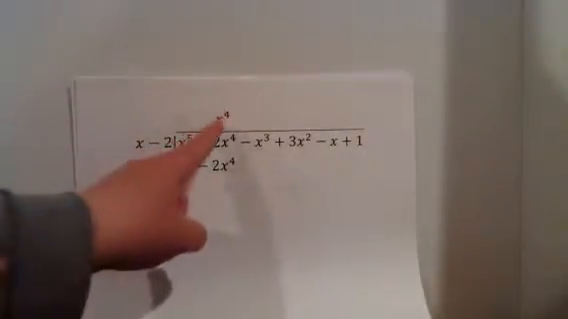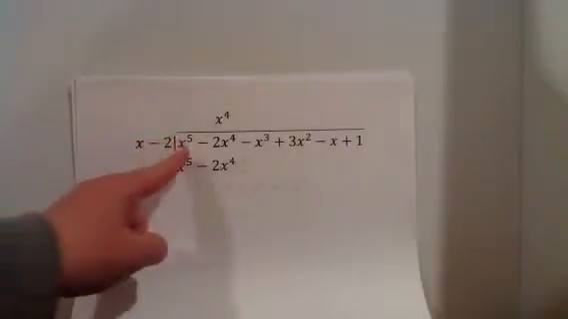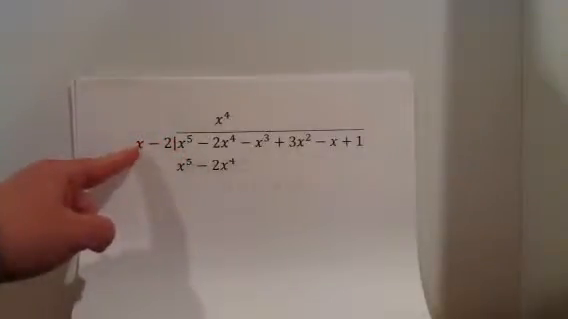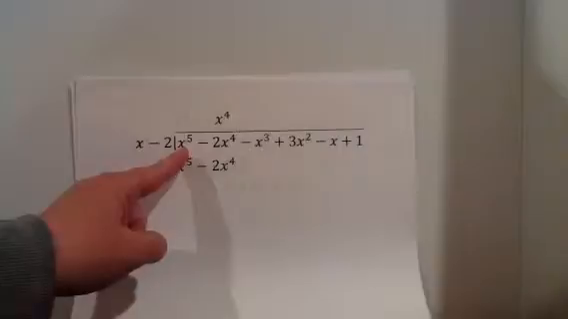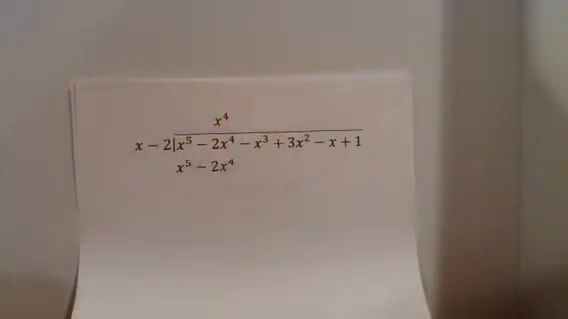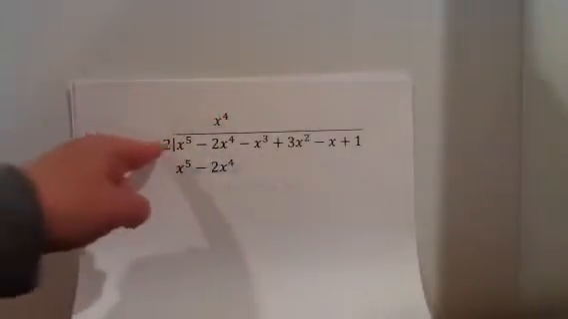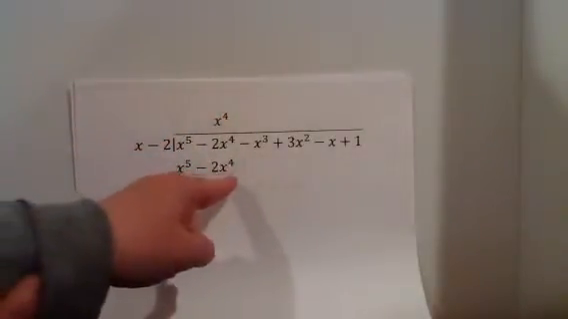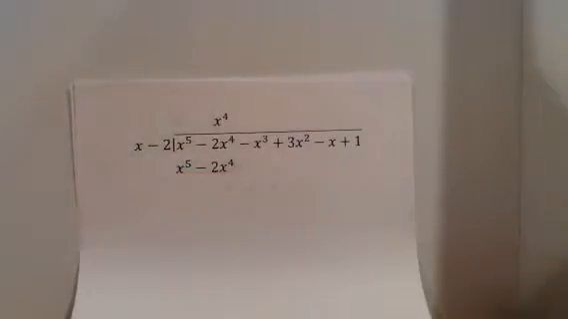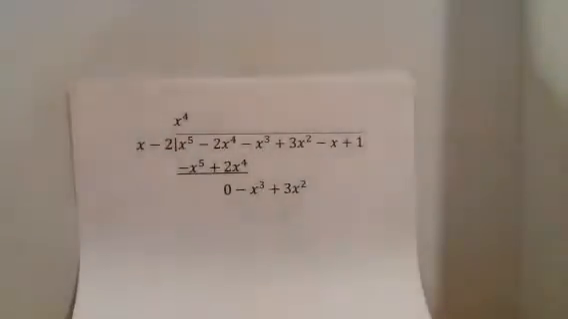How did I know to put x to the fourth in the answer? Well, I look at this first term and this first term, and I think x times what gives me x to the fifth. The answer is x to the fourth, so that's what goes here. The next step in dividing is to take x to the fourth times x minus 2, and I write the answer here. The next step in long division is to subtract, so that's going to change these signs, and then it gives you 0.